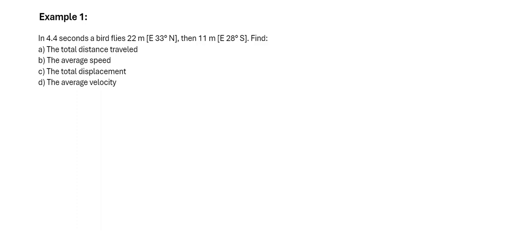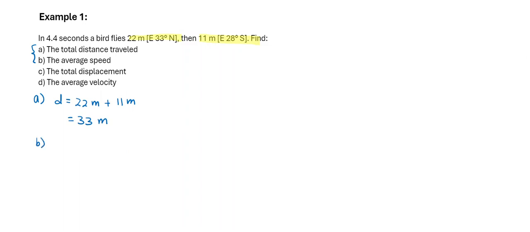So we can see in this question that we're given two components to find. And question A and B are actually very simple because both distance and speed are scalar quantities. So all we need to do for A is just add up 22 and 11. So distance is 22 meters plus 11 meters, which is just 33 meters. And then we don't need a direction because, again, this is a scalar quantity.